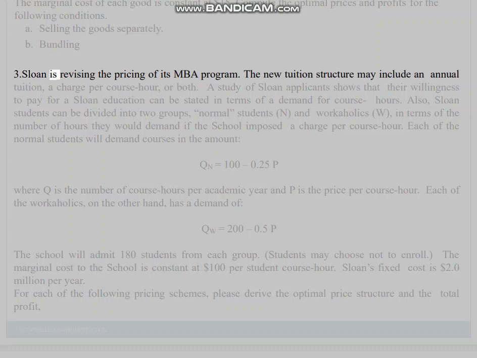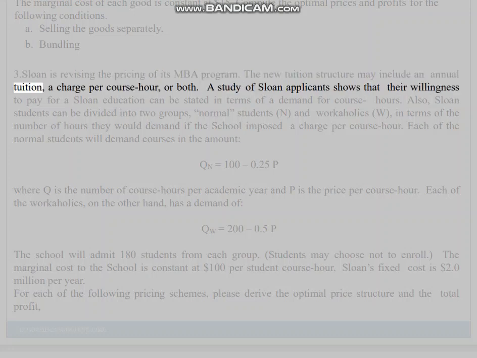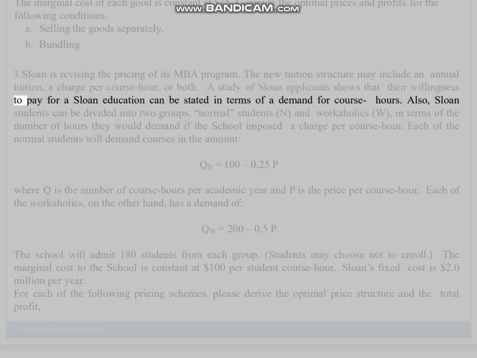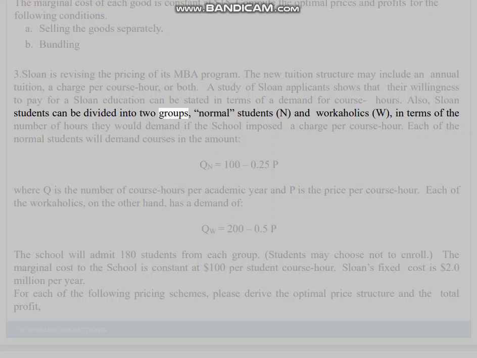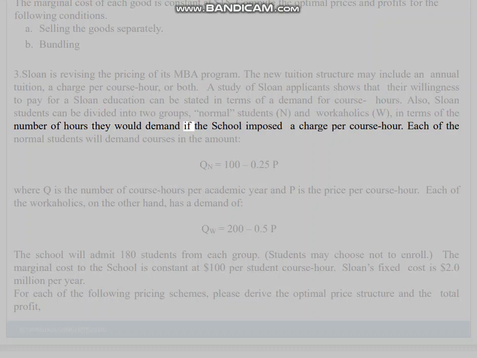3. Sloan is revising the pricing of its MBA program. The new tuition structure may include an annual tuition, a charge per course hour, or both. A study of Sloan applicants shows that their willingness to pay for a Sloan education can be stated in terms of a demand for course hours. Also, Sloan students can be divided into two groups, normal students, N, and workaholics, W, in terms of the number of hours they would demand if the school imposed a charge per course hour.